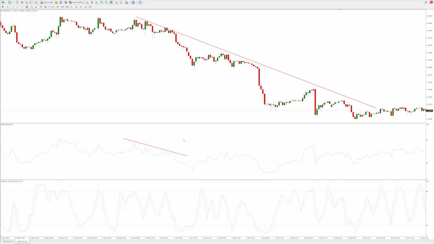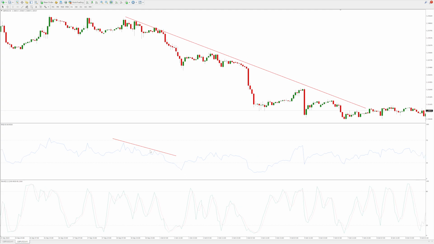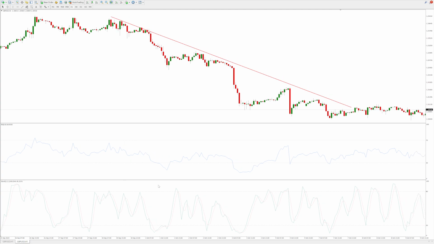Okay, so that's the RSI indicator. Traders will tend to look to sell when the price is in and around this overbought area of 70, and traders will look to buy when the price is in or around the oversold area of 30. Okay, now moving on to the stochastic oscillator.